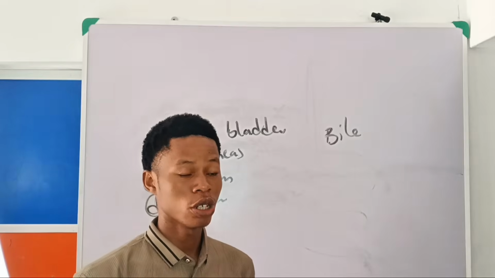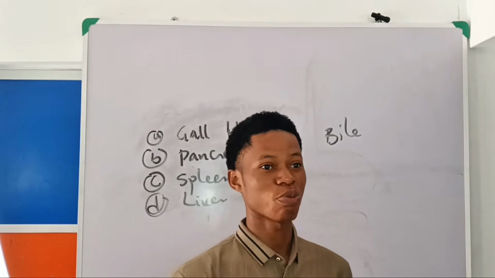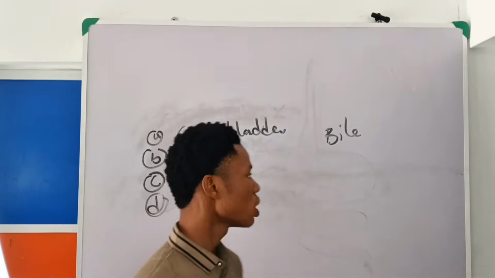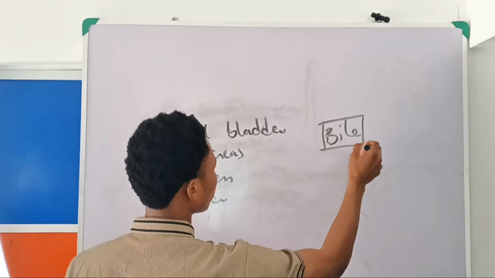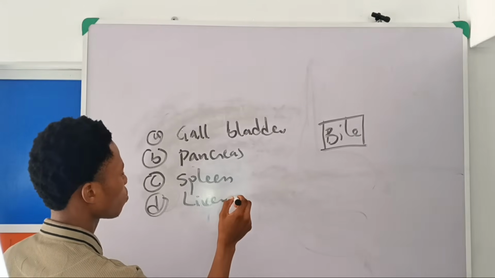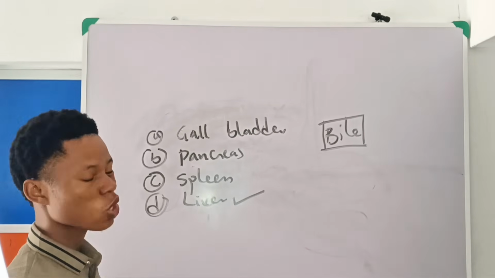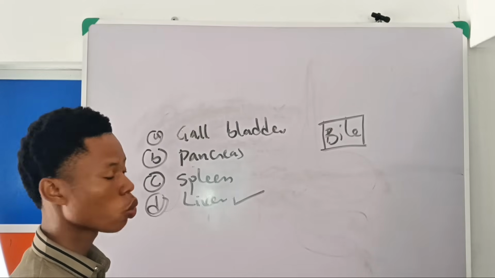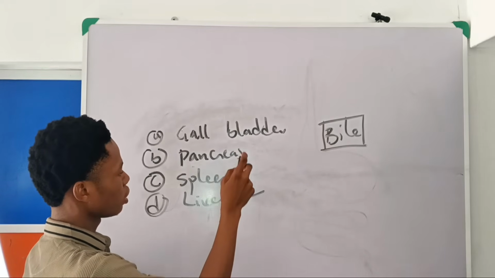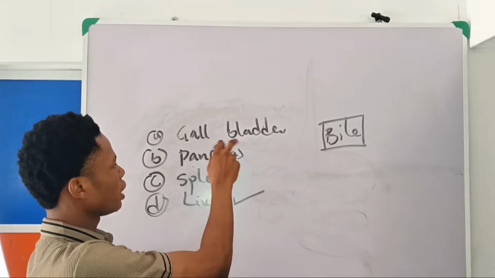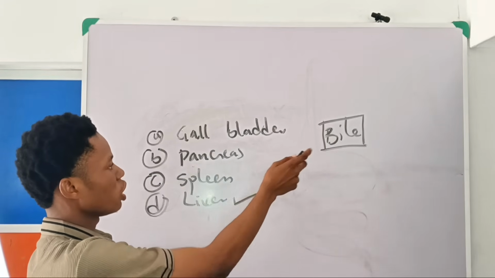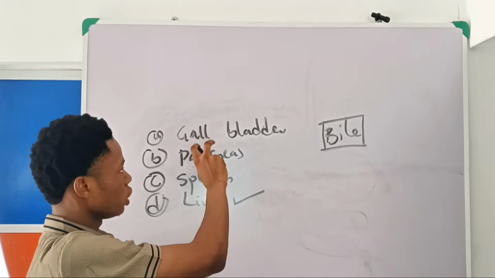This question has constantly been repeated, and you know there are misconceptions. Some persons will say this, some persons will say that. But bile, which is as a result of the breakdown of red blood cell, is produced in the liver, not the pancreas. Because most persons will always go with the pancreas here. But the answer to this question is the liver. Gallbladder is not involved in the production. Instead, it's involved in the storage.